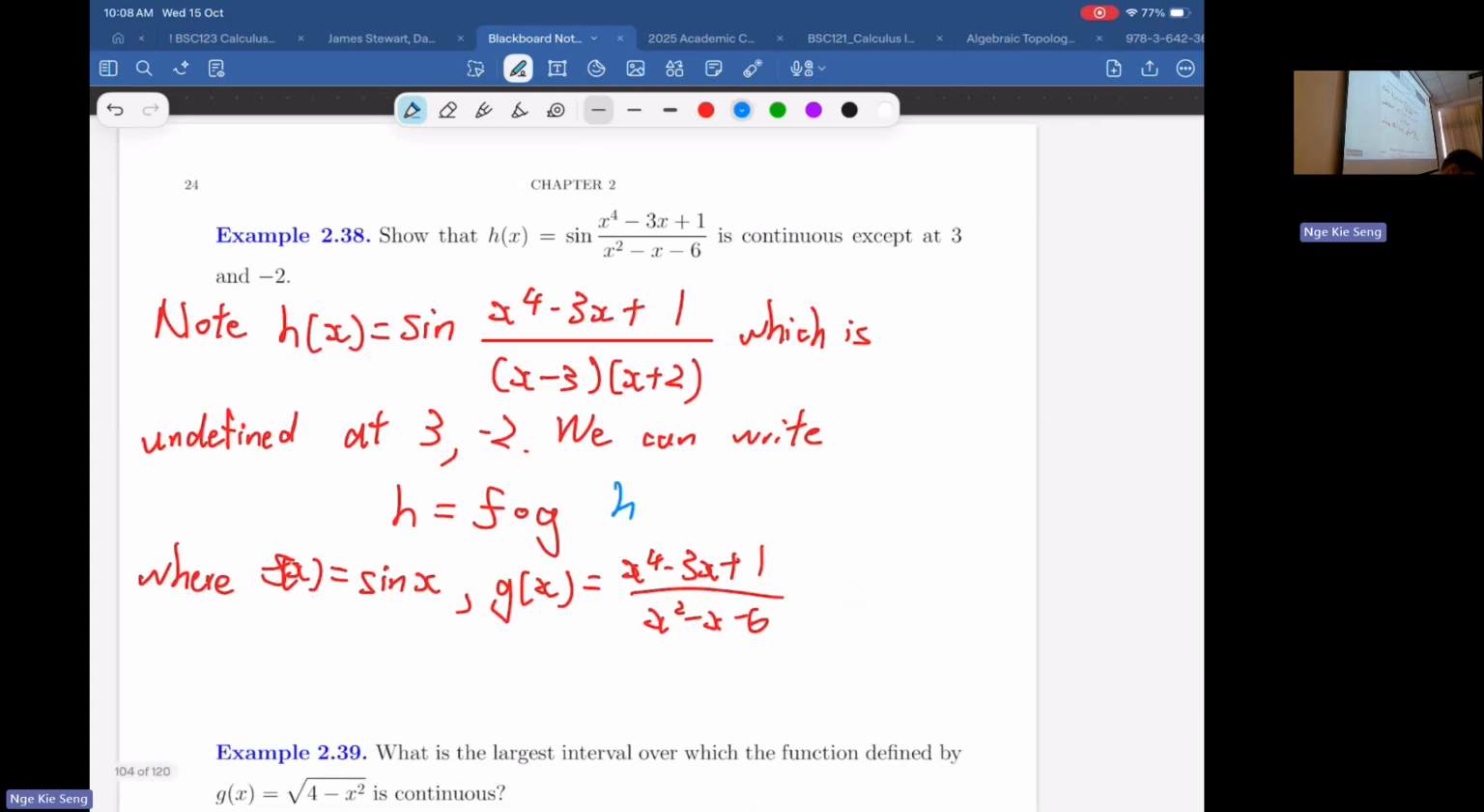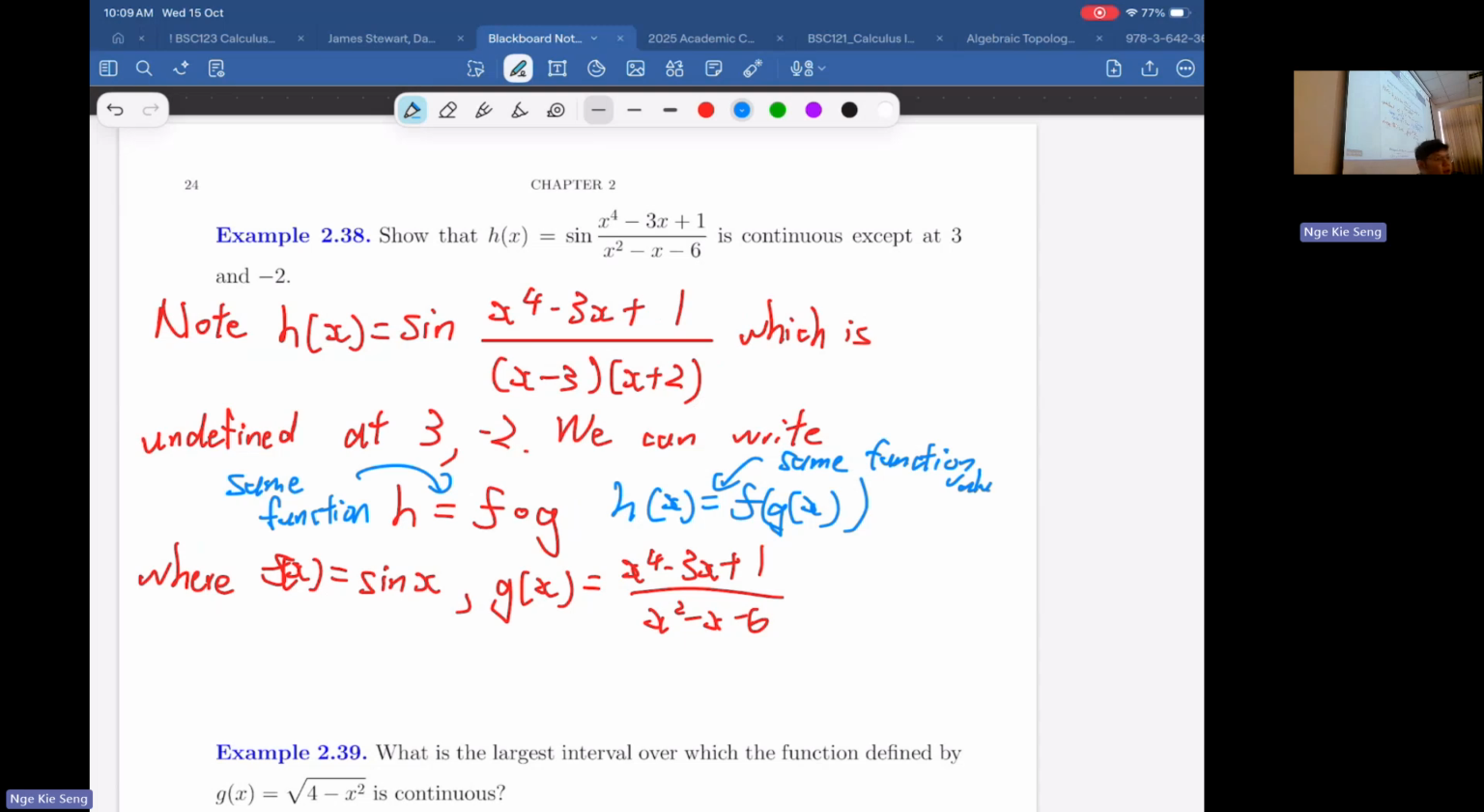Anyone know what's the difference between writing h equals fg and h(x) equals f(g(x))? Anyone know the difference? So in the first case, this is the same function. In the second case, it is the same function value. After evaluating a number, the output is the same. So these two actually are equivalent.